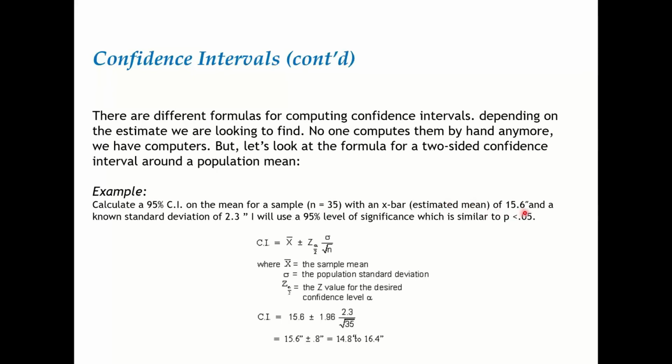I don't know what it was. Maybe it's a Barbie doll. The known standard deviation on the Barbie doll was 2.3 inches. I'm going to use a 95% confidence level, which is an alpha of 0.05, very similar to saying I want a p-value of less than 0.05. So I'm just going to plug it in. Here 15.6 was the average Barbie doll height, and plus or minus is where we build our cushion. I compute it and come up with 0.8 inches.